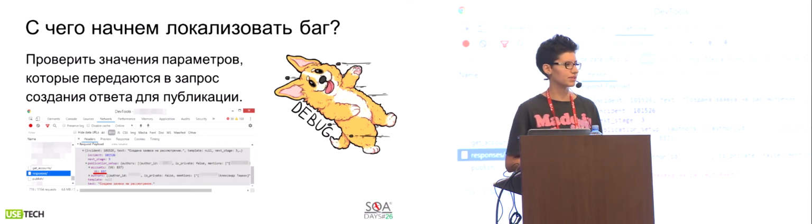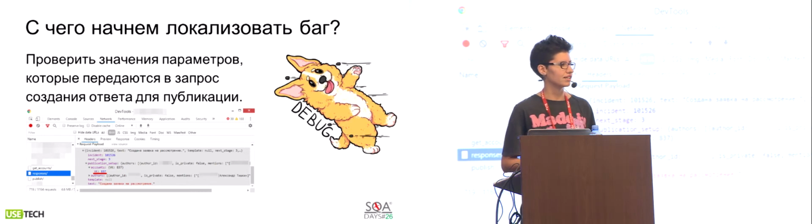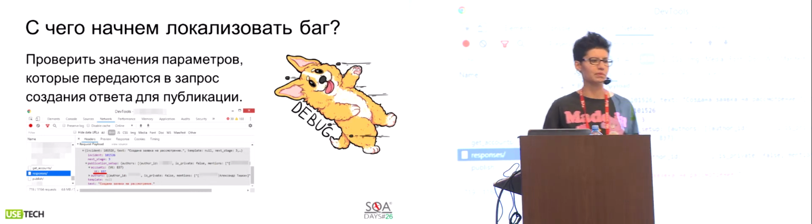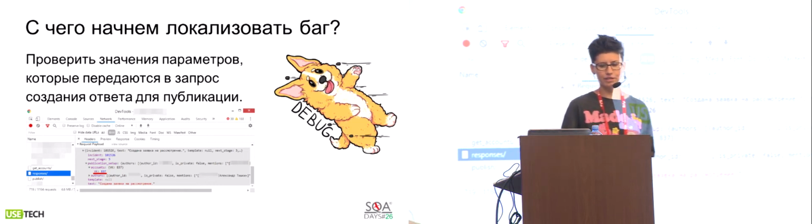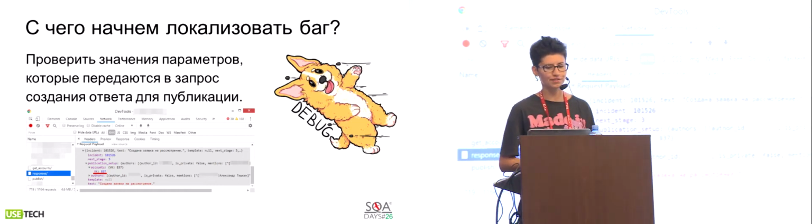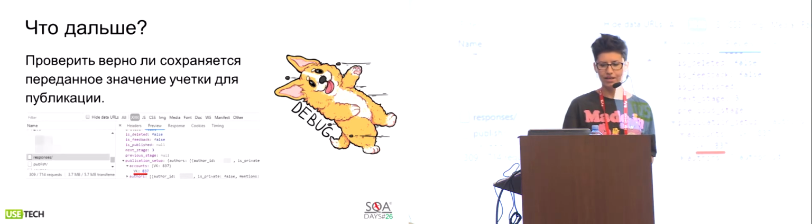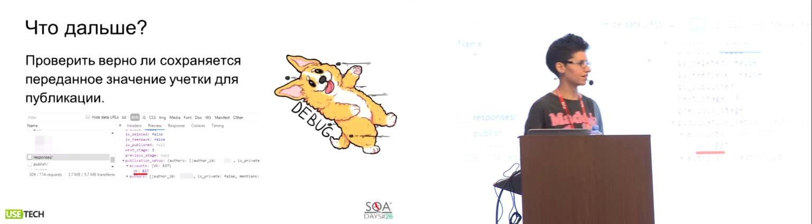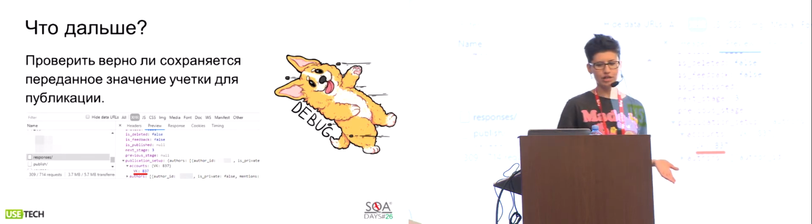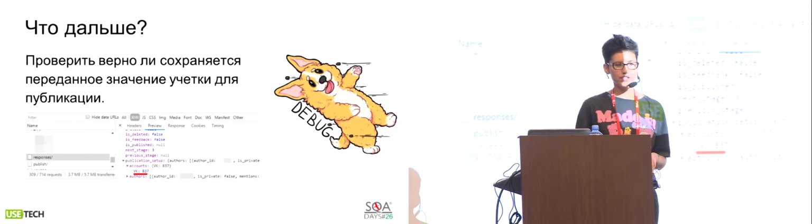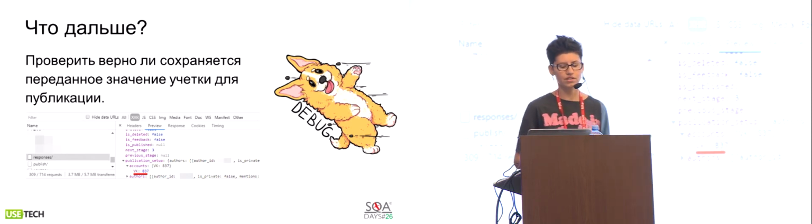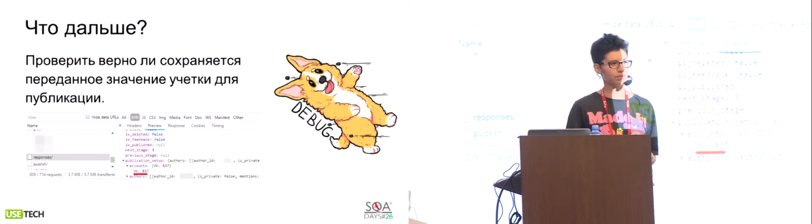First thing we need to do is check whether a wrong value is sent from the front end, and having analyzed the parameters, we see that the account is sent correctly. Then we need to check if the backend processes the value correctly. Perhaps the reply was saved associated with a different account.